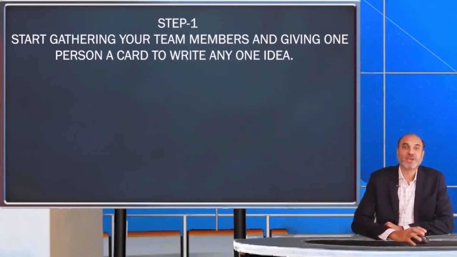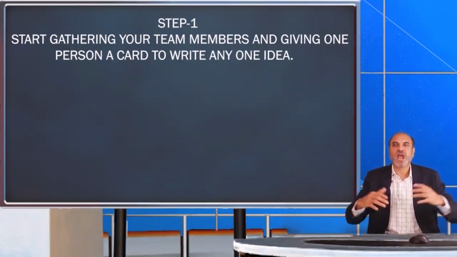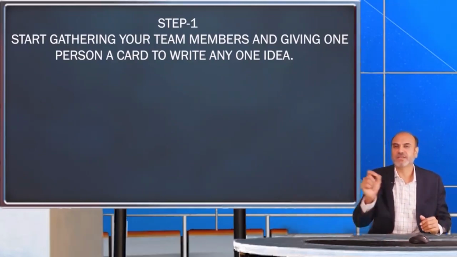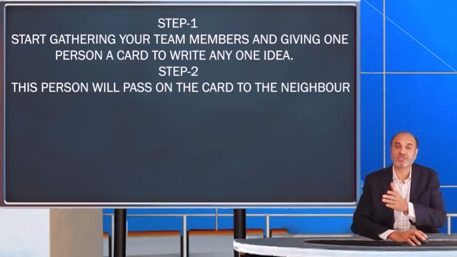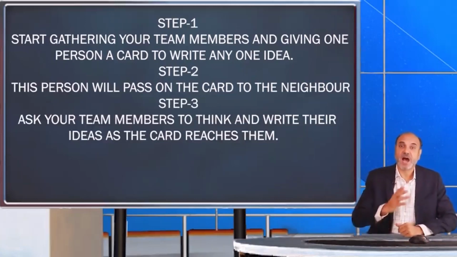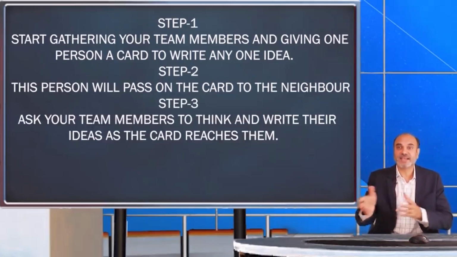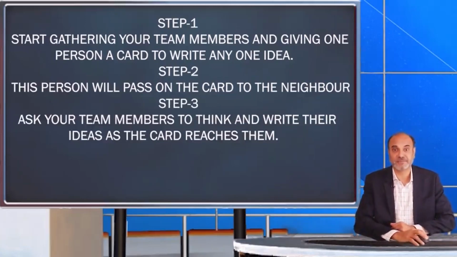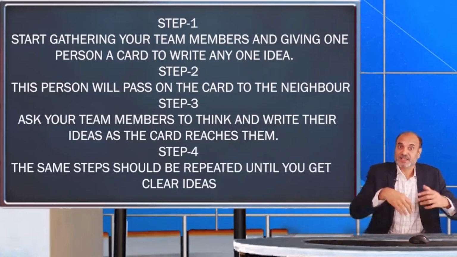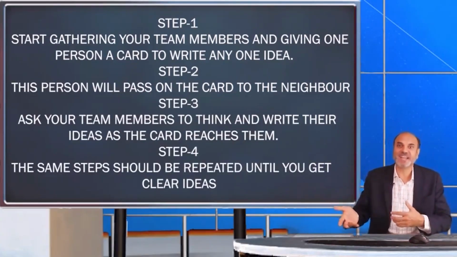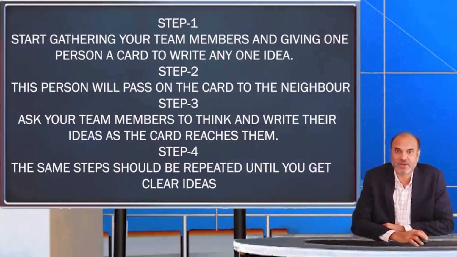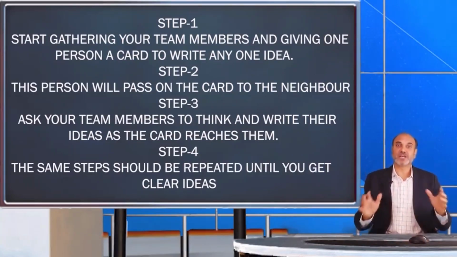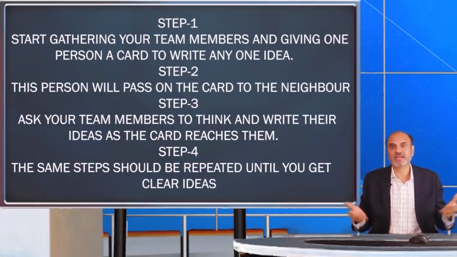Step number 1. You start with gathering your team members and giving one person a card to write down any one idea. Step number 2 would be, this person will pass on the card to the neighbor. Step number 3 is, ask your team members to think and write their ideas on the card as it reaches them. Step number 4, that is the next step, is the same steps should be repeated until you get clear ideas. Duplicate ideas can be eliminated later on. Once all the ideas are written on the card and people start passing the card without writing any idea, it is time to close the session.